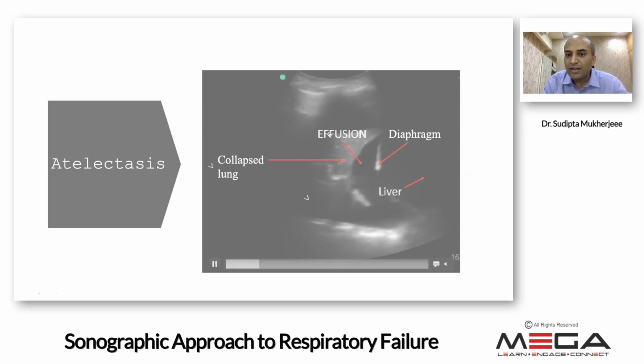If there is an underlying trapped lung here, which is not getting ventilated and is getting compressed because of the fluid, we can easily appreciate atelectasis. We may get some small amount of air bronchogram, but this will be mostly static air bronchogram.